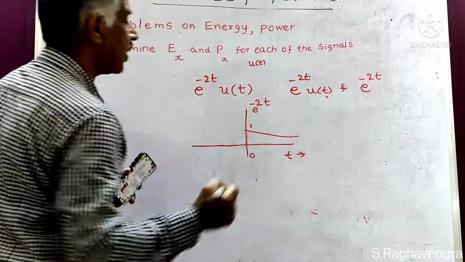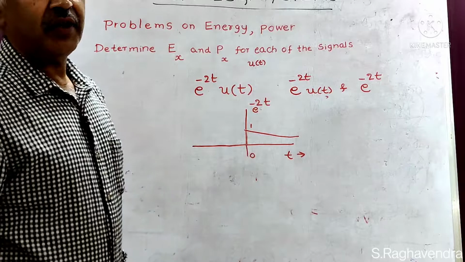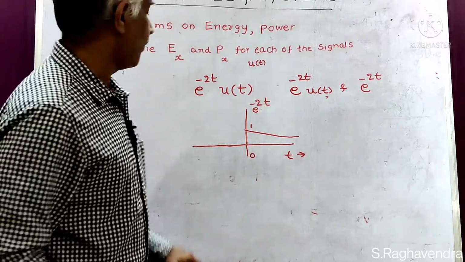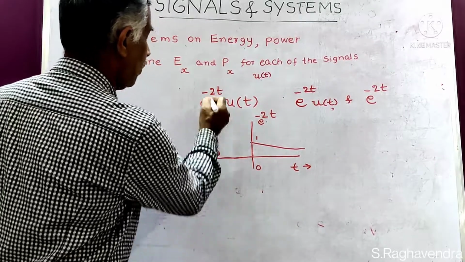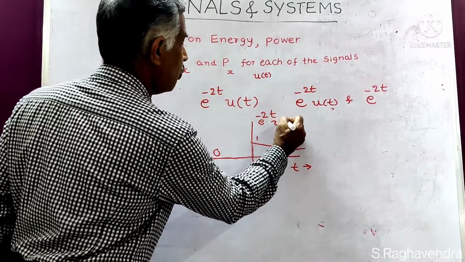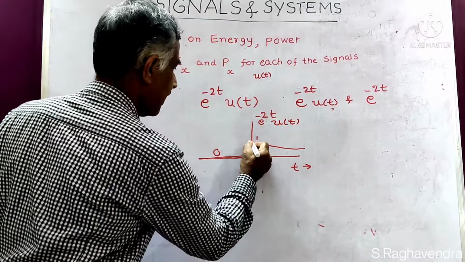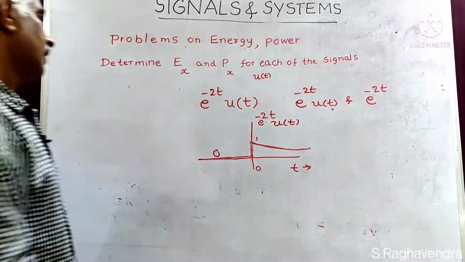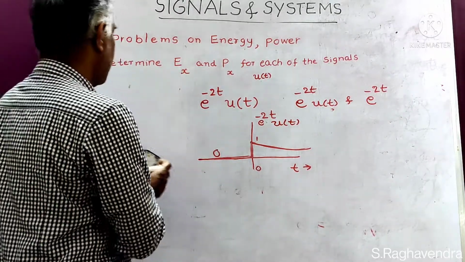In my initial video lectures, I have explained the graphical erasing. Therefore, for t less than 0, its value is 0. The graph of e power minus 2t u(t) is like this. Now we have to find energy.